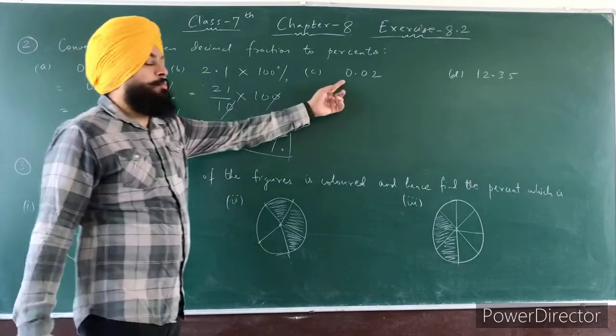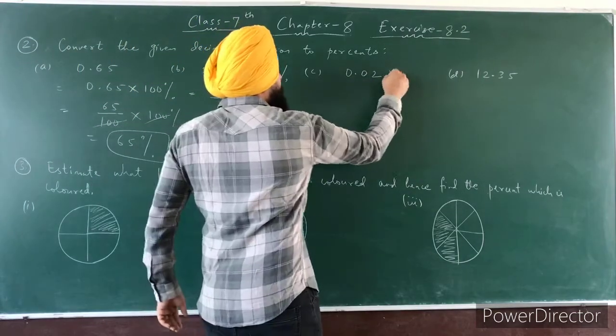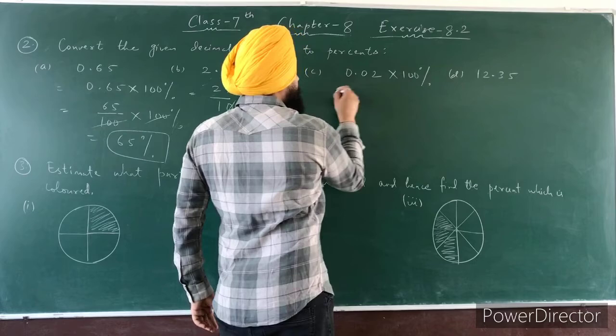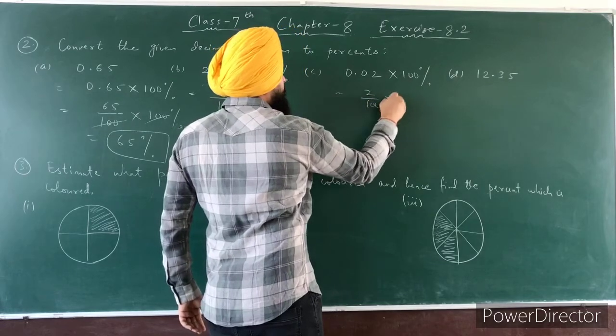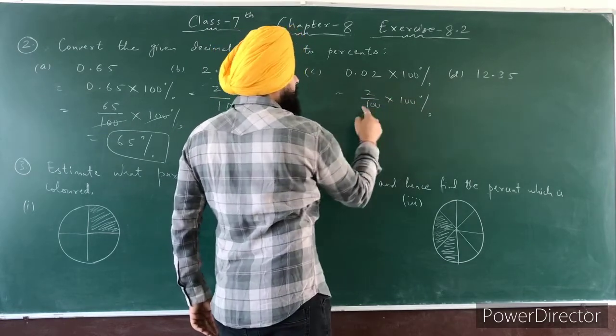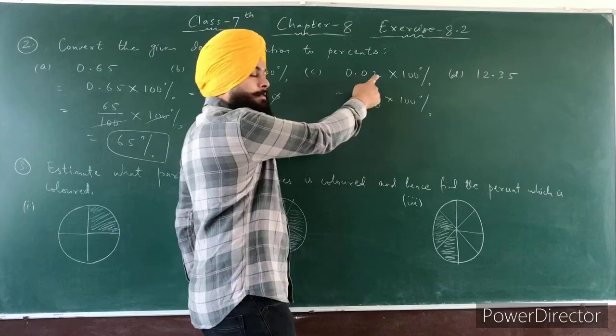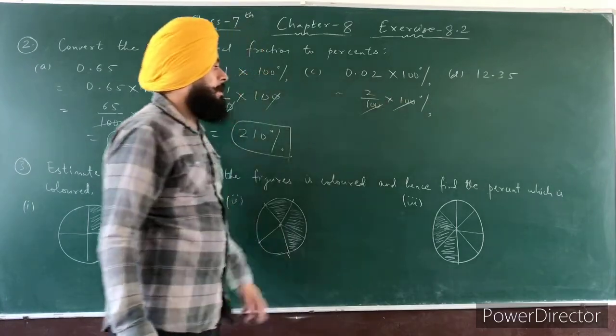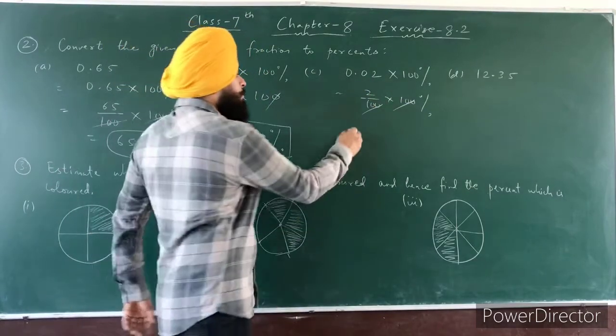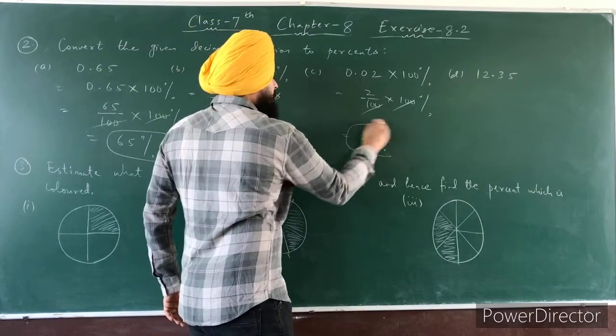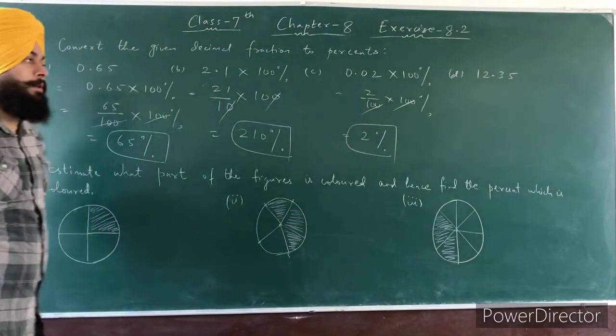Next, part C is 0.02. Again multiply with 100%. It is 2 over 100 times 100%. There are 2 digits after the decimal point. Now cancel. What is left over here? Only 2%. So this is your answer for part C.